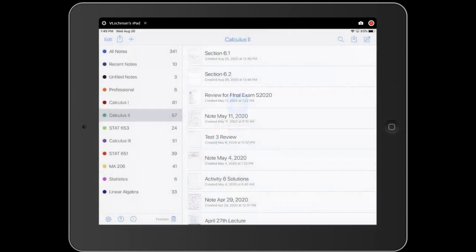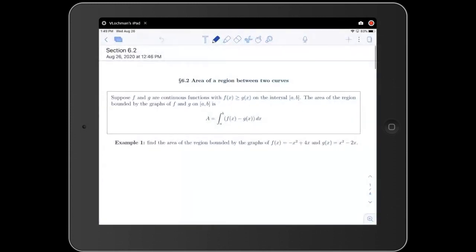Area of a region between two curves. That was the other section that we've covered. Again, fundamentally, we did not learn something groundbreaking, something brand new.